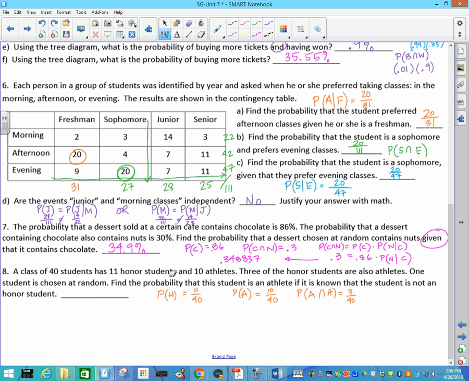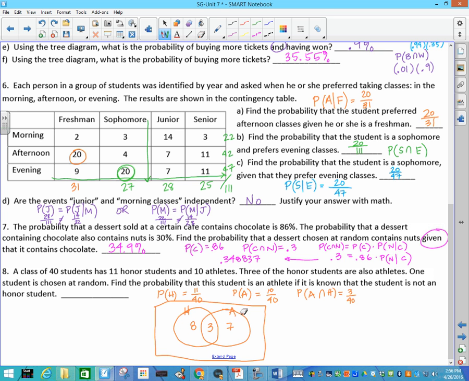Now, is that enough to find the probability the student is an athlete if it is known he is not an honor student? I don't think you have enough information like that, so I would find it easier to draw a Venn diagram with this. So I have my two circles. This is my honors students. These are my athletes. You start with how many are honors and athletes, and that's three of them. I have a total of 11 honors students, so if three are right here, that leaves 8 left in that circle. I have a total of 10 athletes, so if I have 3 here, that leaves 7.